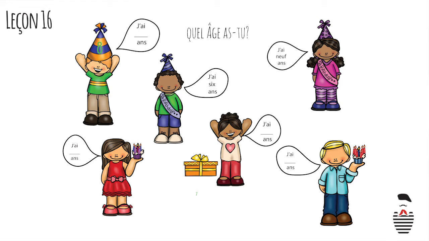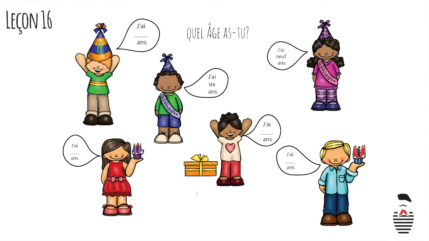Now let's go to the right-hand side. There's another amie, another friend, and she says, read with me, j'ai 9 ans. So how old is she? 9. Very nice. So write a 9, the number 9 there. J'ai 9 ans.